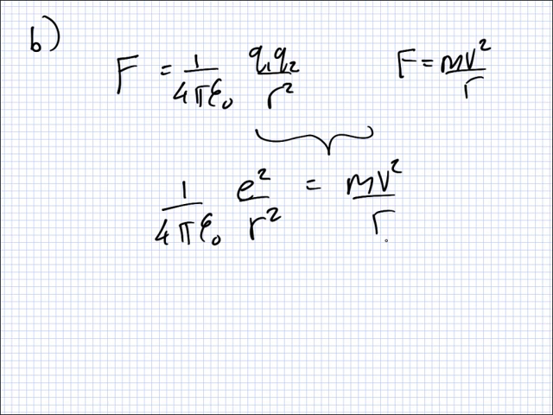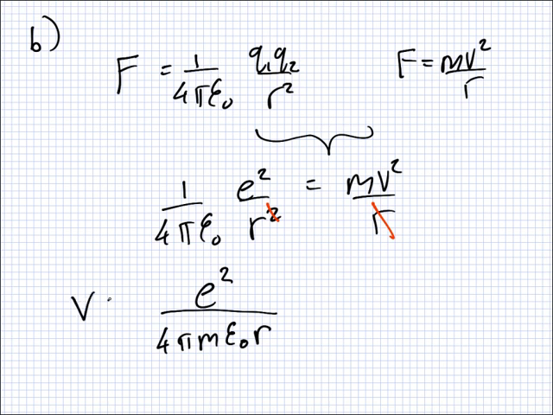Right, we can cancel a bit here. I can cancel the r squared and the r there. What am I looking for? I'm looking for v. Okay, so I can say e squared over 4 pi m epsilon 0 r.